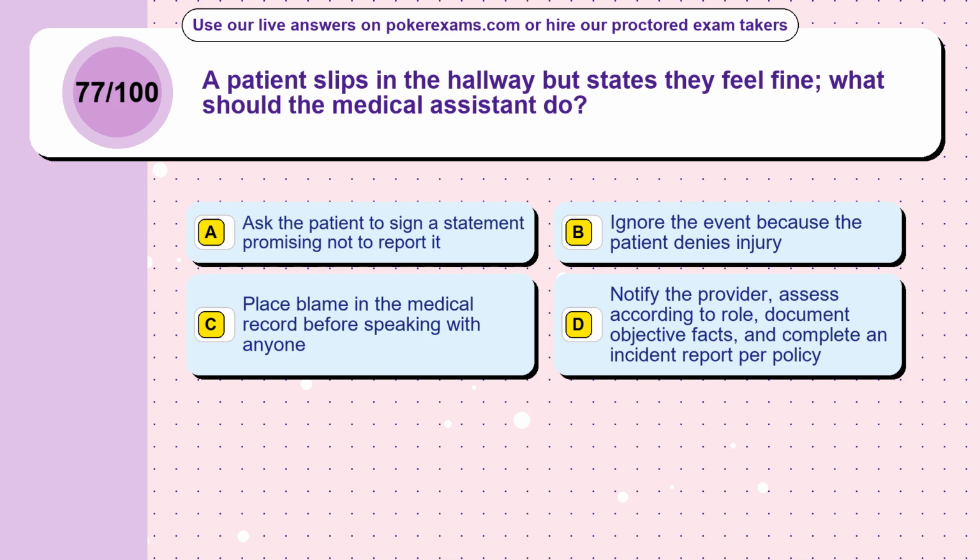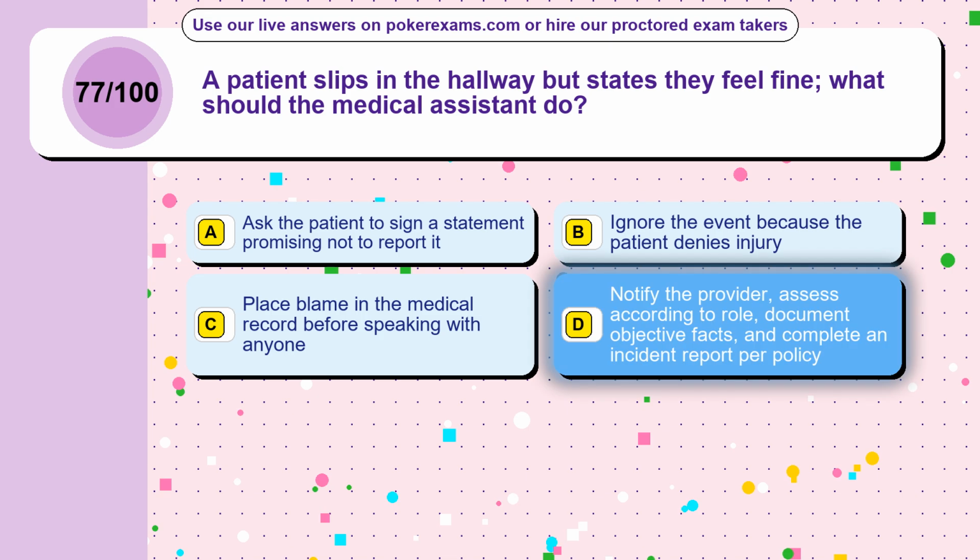Question 77. A patient slips in the hallway but states they feel fine. What should the medical assistant do? Option A. Ask the patient to sign a statement promising not to report it. Option B. Ignore the event because the patient denies injury. Option C. Place blame in the medical record before speaking with anyone. Option D. Notify the provider, assess according to role, document objective facts, and complete an incident report per policy.